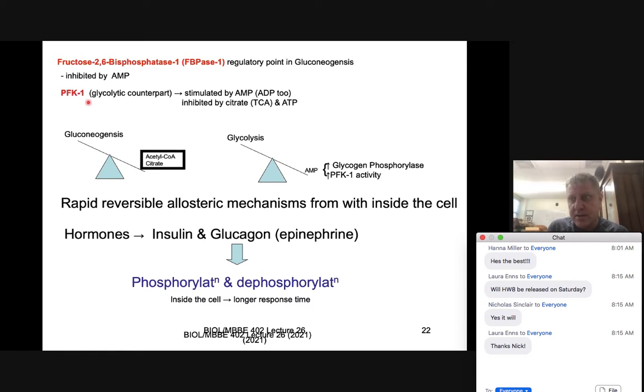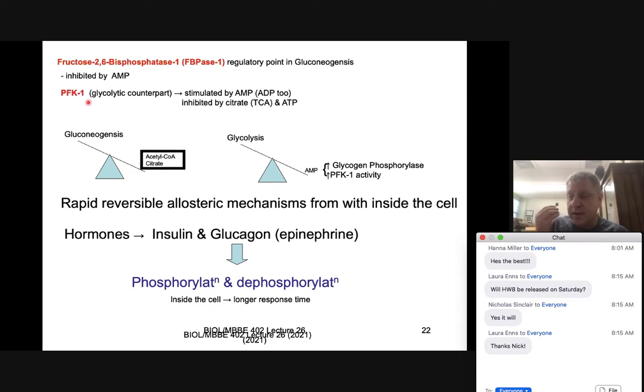So citrate has the capacity in this case to bind to phosphofructokinase number 1 and ultimately slow down or inhibit the pathway that leads to its production. Because at the moment, there's enough of that citrate turning around in the TCA cycle to make the NADH, the FADH, and the GTP, which we can make ATP out of.